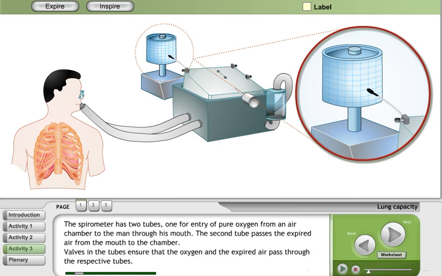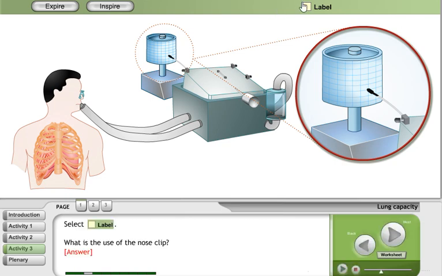The spirometer has 2 tubes, one for entry of pure oxygen from an air chamber to the man through his mouth. The second tube passes the expired air from the mouth to the chamber. Valves in the tubes ensure that the oxygen and the expired air pass through the respective tubes.